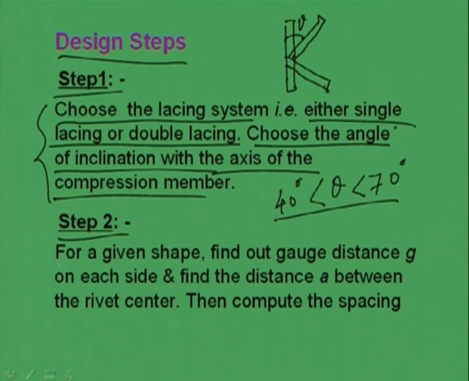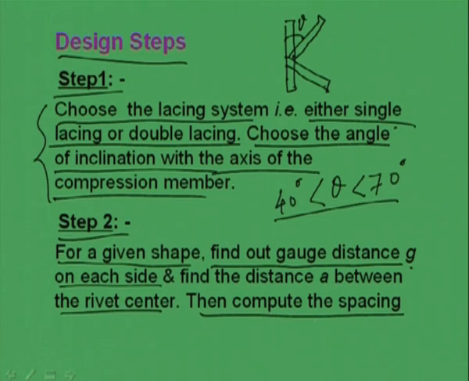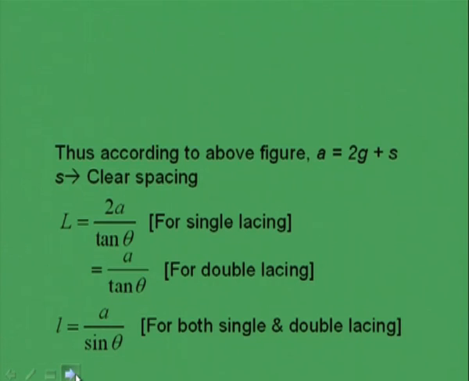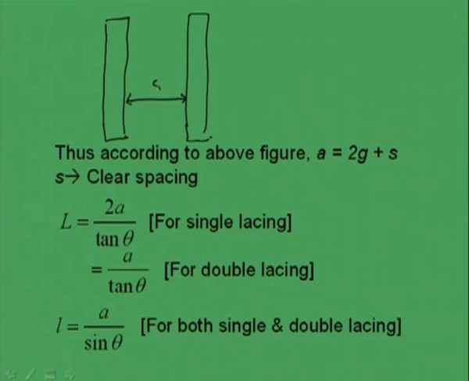This is the first step. Second step is, for a given shape, find out gauge distance G on each side and find the distance A between the rivet center, then compute the spacing. What is gauge distance? That is edge distance. I am giving the details here. Suppose this is a member, this is another member. Now, this is called clear spacing, S.